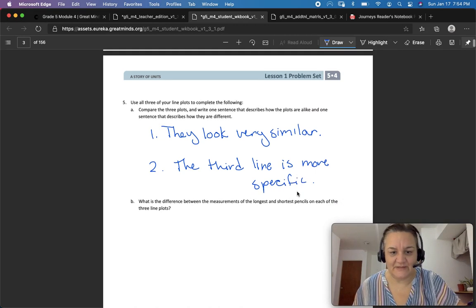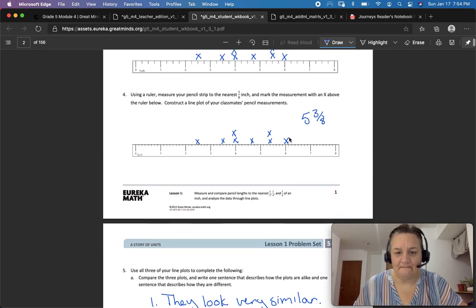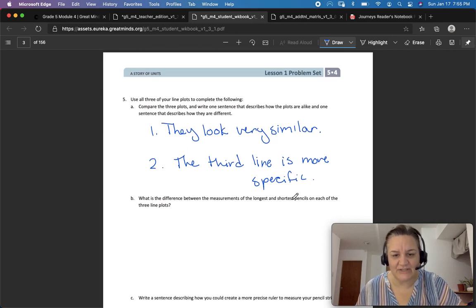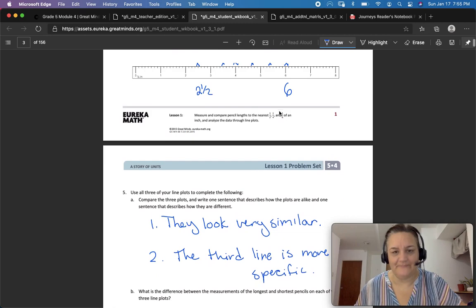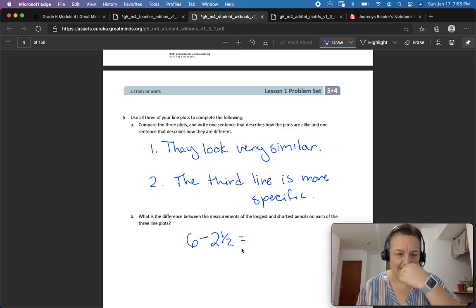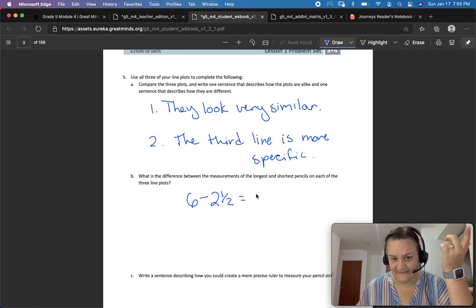B, what is the difference between the measurements of the longest and shortest pencils on each of the line plots? Okay, so if the longest was 6, and the shortest was 2.5, and it's asking, what is the difference between the measurements of the longest and shortest pencils on each of the 3 line plots? Well, it's the same for each. So 6 minus 2.5 equals what? Remember how to do this? I mean, I can do this in my head, it's 3.5, right?